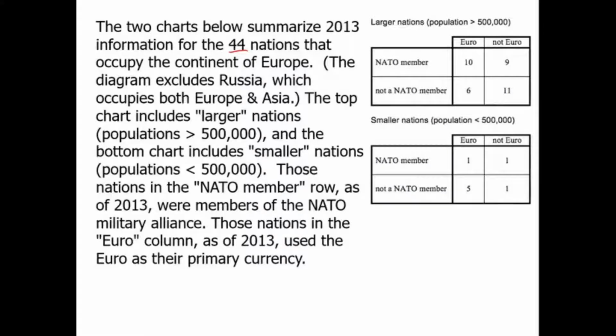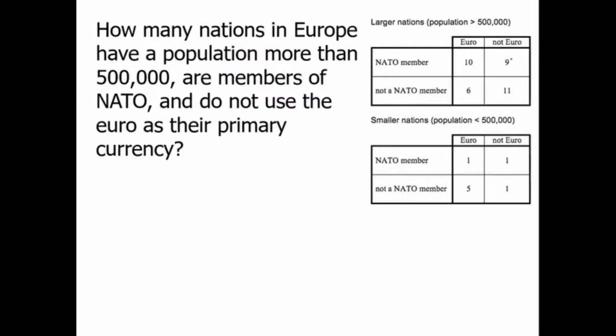Here we have 44 nations of Europe, and they're classified in these two charts, the smaller nations below 500,000 in the lower chart, larger nations above 500,000 in the upper chart, and classified whether they are NATO members and whether they use the euro. So this question is basically a read off the chart question. How many nations in Europe have a population of more than 500,000? So right away, we're not looking at this lower one, we're looking at the upper one.